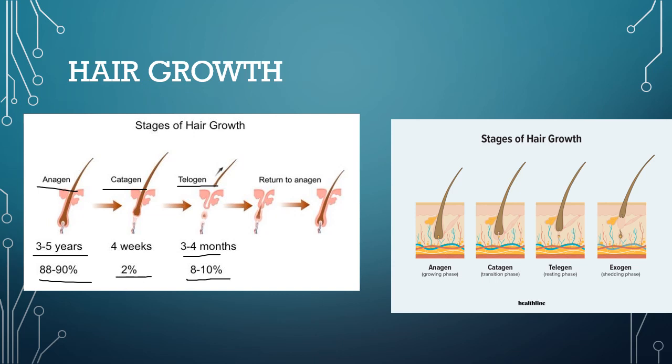So you can see here the growing phases: the anagenic phase, the catagenic phase, which is the transition phase, the telogen, which is usually the resting phase, and finally the exogen, when the hair is removed.